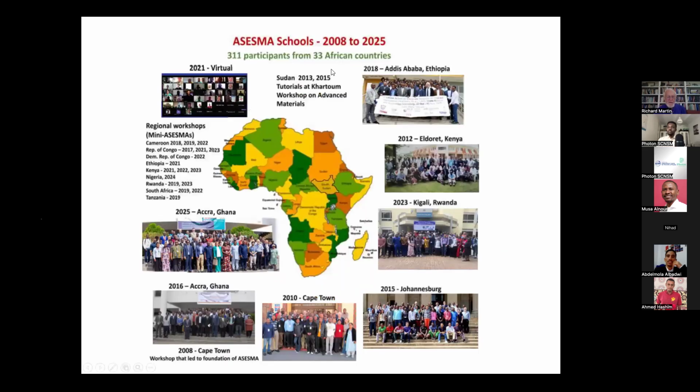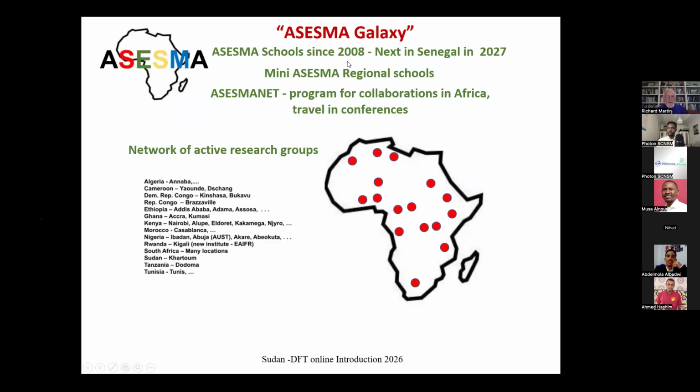So here's about ASESMA. This is the school that's been going on since 2008 and most recently in Ghana in 2025. And it's led to a community and given the name ASESMA Galaxy. The next school will be in Senegal in 2027.